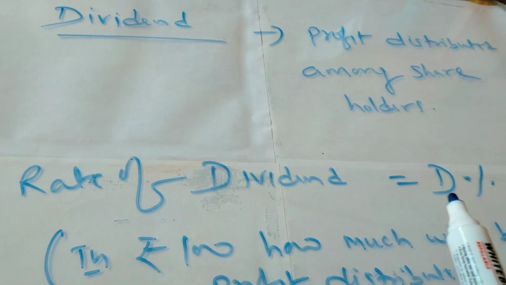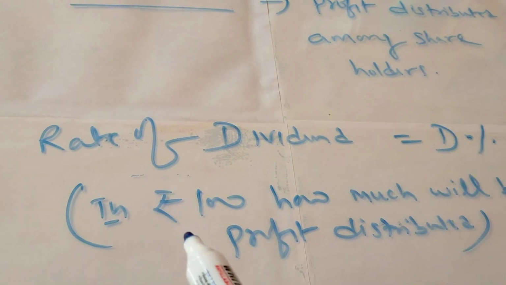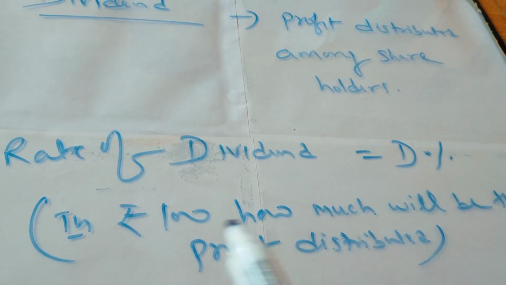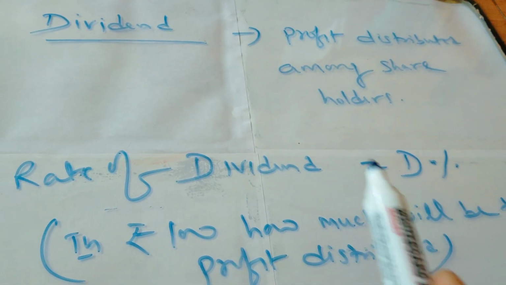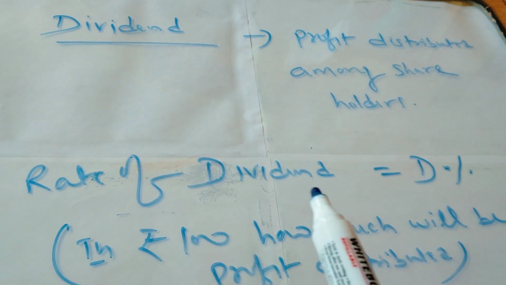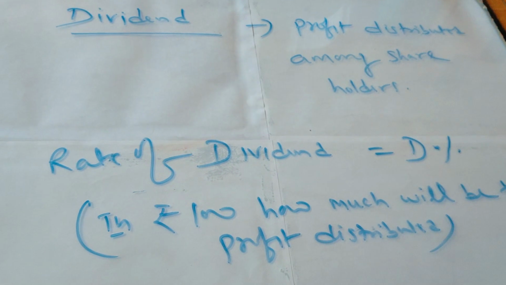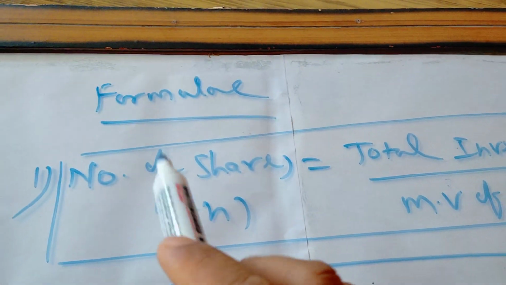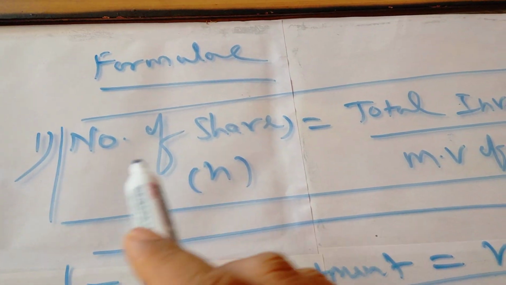Rate of dividend means d%. Now the same dividend, if it is expressed in percentage form, means in 100, how much profit is distributed, that is called the rate of dividend. So we have two terms, dividend and rate of dividend, and you should remember them. Dividend means profit distributed among the shareholders, and rate of dividend means in 100 how much is the dividend. Okay, so these are the two new terms for this particular part. The formulas related to this chapter, the first formula which I want to discuss with you is the number of shares.